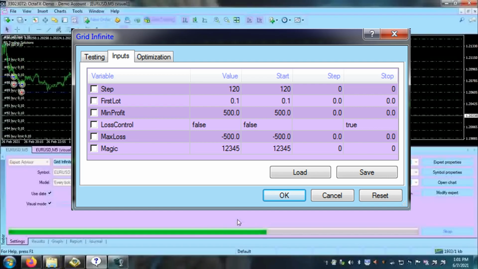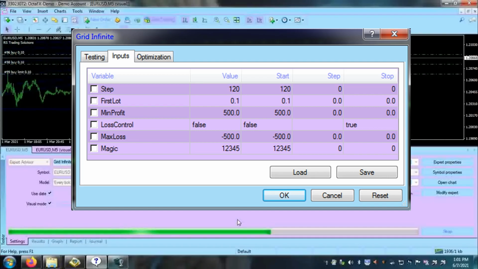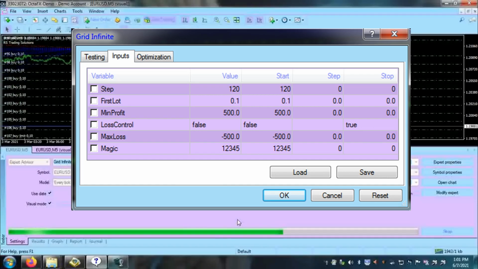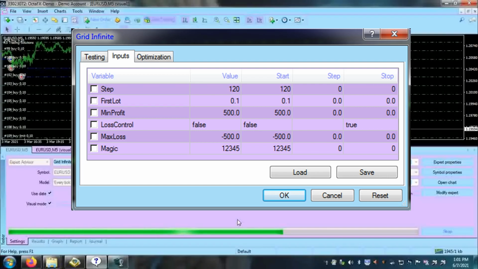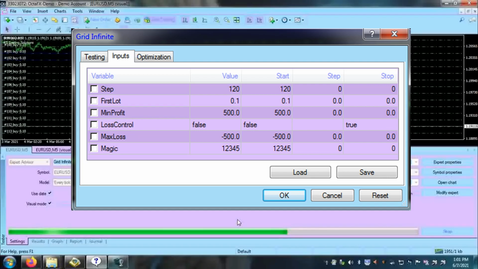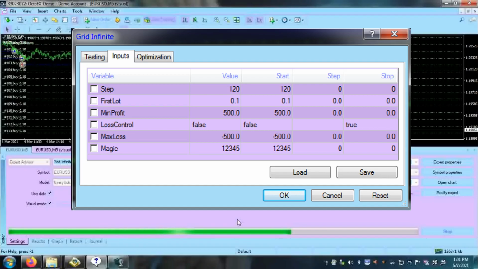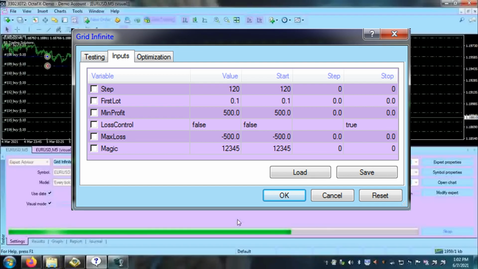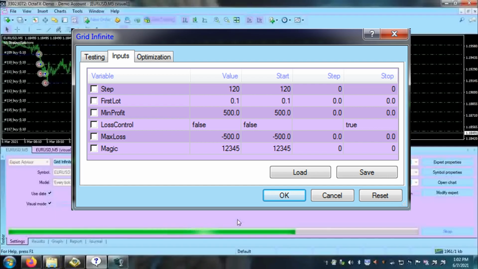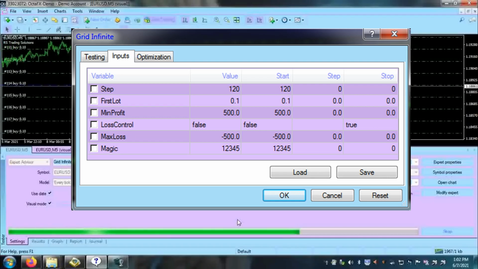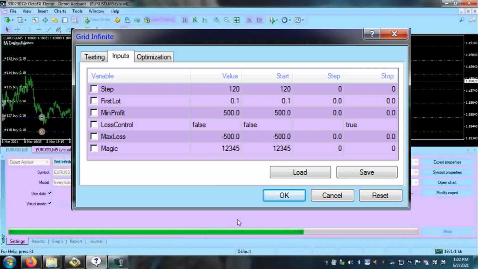Let's see about the inputs. The first one is the step. The step is 120, which means 120 points. At what point levels should the grid orders be placed? That is the step. This is different for every currency pair, so you can put any value according to the speed of the currency. For EUR/USD I selected 120. GBP is much faster than EUR/USD, so if you use GBP you can have the step as 300 or 250.